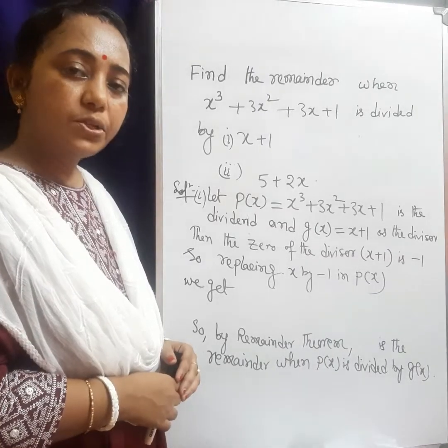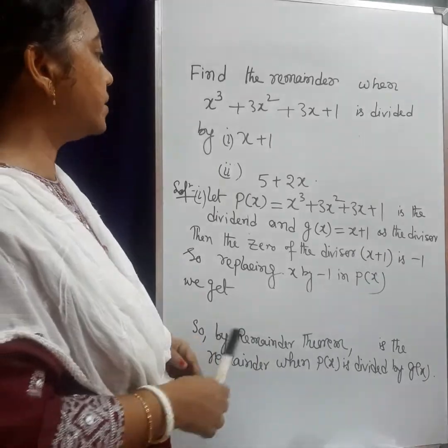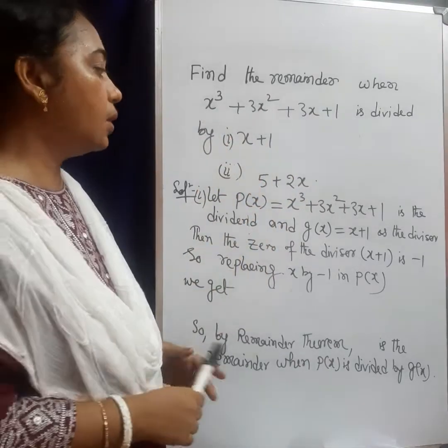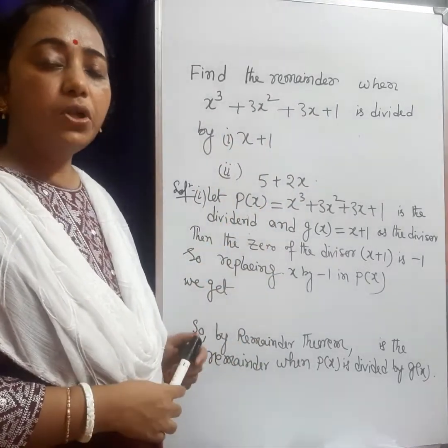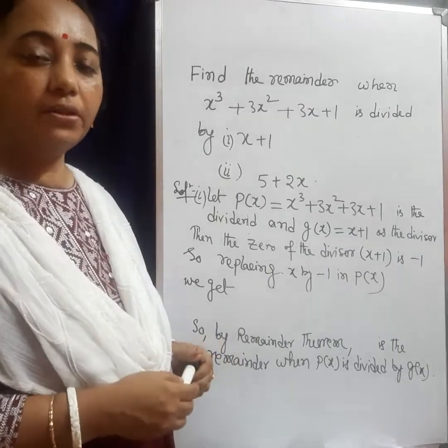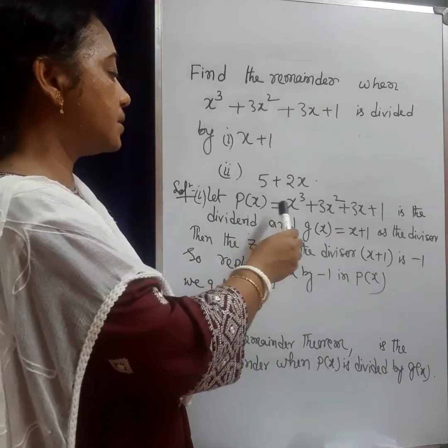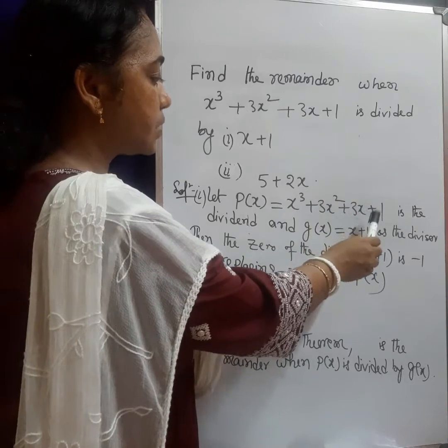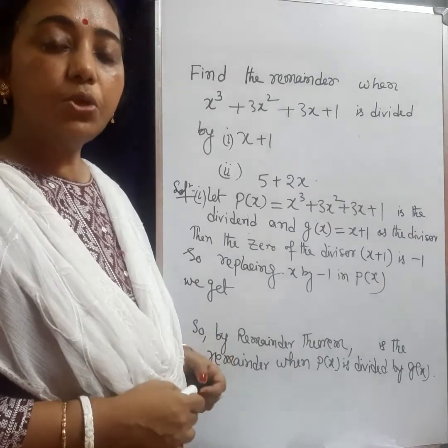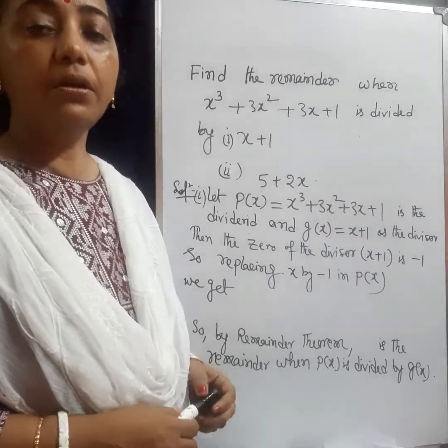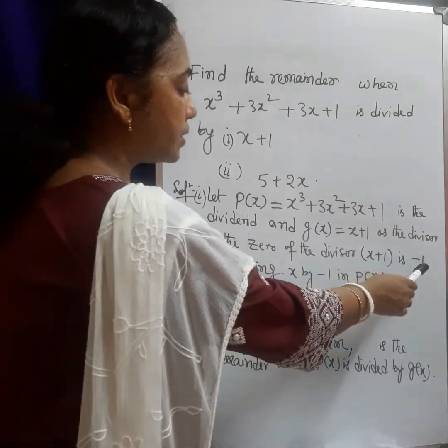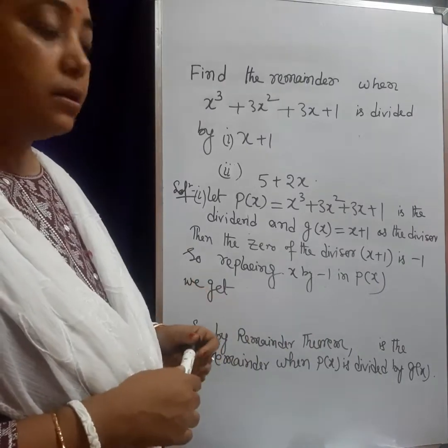Now let us do one example: find the remainder when x cube plus 3x square plus 3x plus 1 is divided by x plus 1 or by 5 plus 2x. Here we will not use the actual division process. We simply use the remainder theorem to find the remainder. Let us consider p(x) is equal to x cube plus 3x square plus 3x plus 1 as the dividend and g(x) is equal to x plus 1 as the divisor. Then the 0 of the divisor x plus 1 will be minus 1. That is, if we put x plus 1 equal to 0, we get x equal to minus 1. So minus 1 is the 0 of the divisor x plus 1.